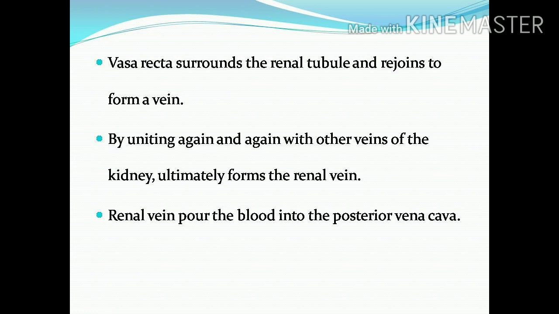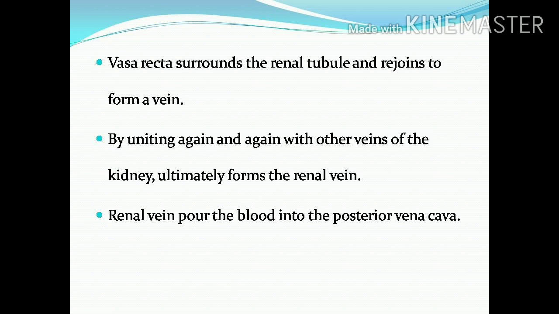Afterwards, it again rejoins to form a vein. By uniting again and again with other veins of the kidney, it ultimately forms the renal vein. This renal vein leaves the kidney at the medial surface and pours the deoxygenated blood into the posterior vena cava. This is the supply of the blood.